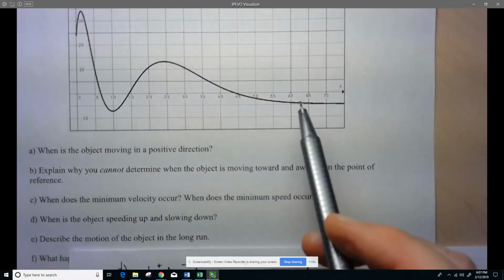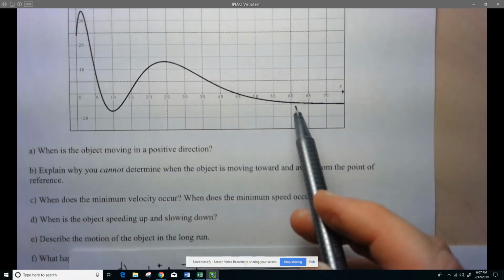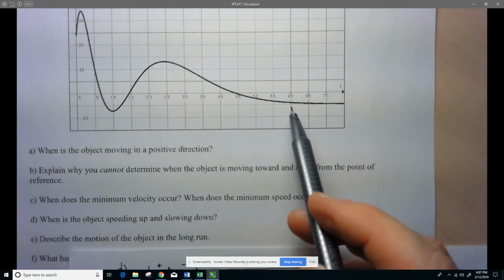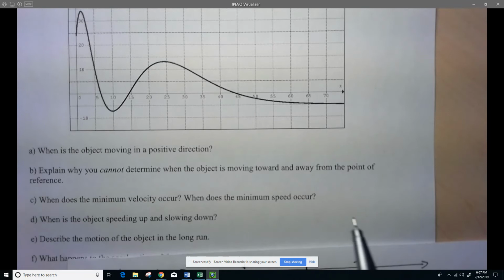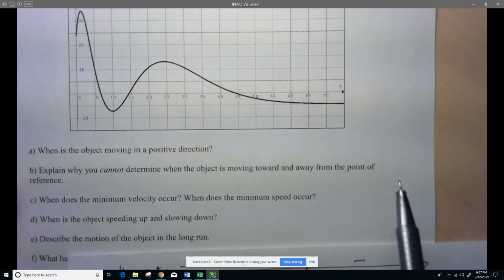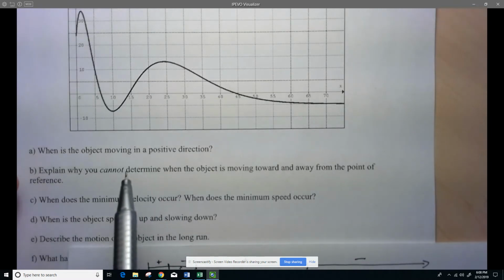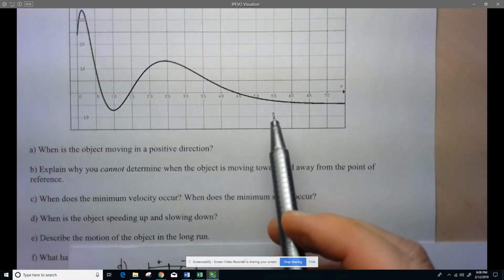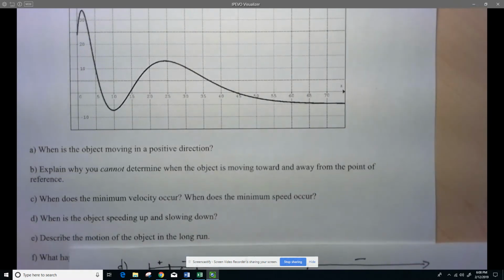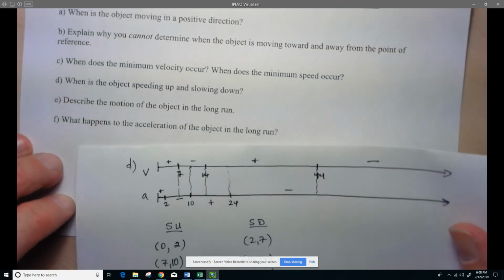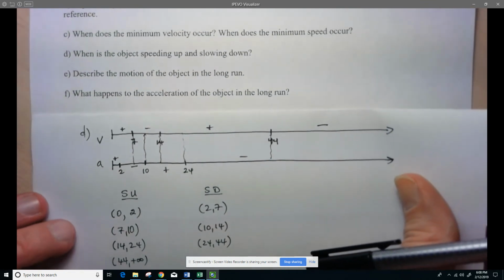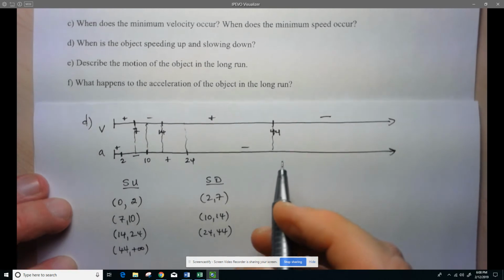All right. What we can't say anything about is whether we're going toward or away from the point of reference. You know, who knows? Maybe it's so far beyond the point of reference that even for like 100, 200 seconds, it's moving in the negative direction. It may never actually reach the point of reference. So again, we can't make any determination based on the position of the function because we don't have that one there. All right, so here, in fact, F asks us about acceleration.